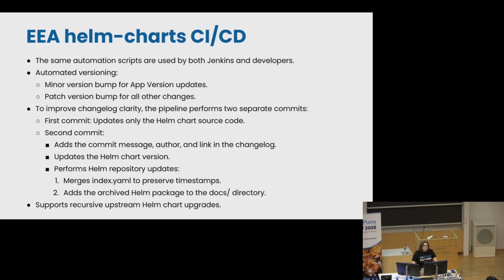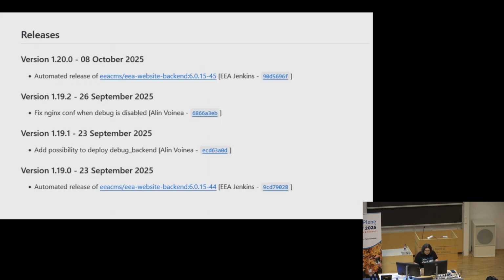So for example, we have a postfix subchart that we're using mostly everywhere. So if you do a new image of postfix, it will trigger a Helm chart release on postfix and a Helm chart release on all the other Helm charts that are using it. So a patch one, because it's not a minor one, it's a patch one.